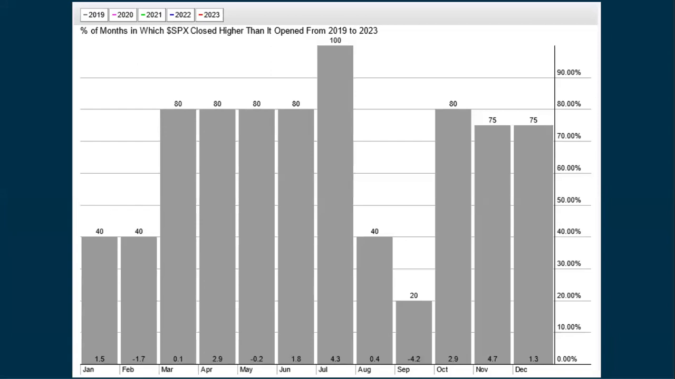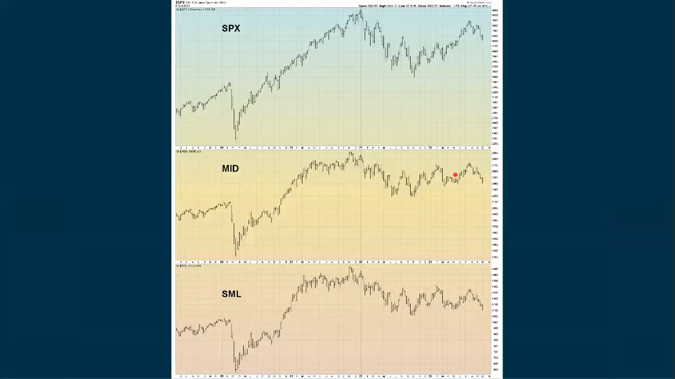Looking at the broad market, this is a seasonality chart where we were down 4.2% in September. Right now, we're up 2.9% in October, which historically is up 80% of the time. But this will have to work itself out throughout the course of the month.